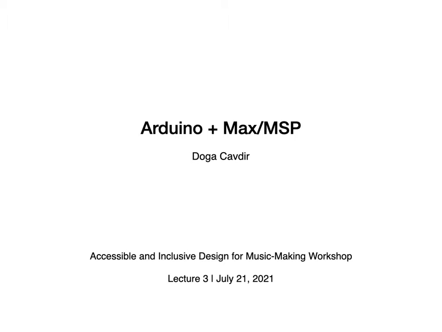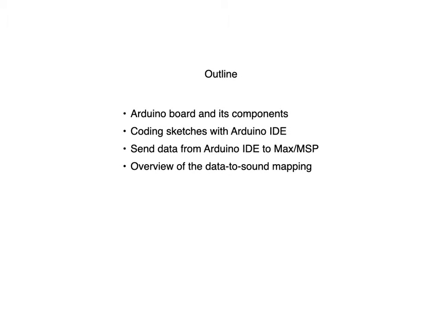In the second pre-workshop video, we covered how to send your sensor data to Arduino server. In this lecture, I will show you how to send this data to the MSP software. I will first talk about the Arduino board and its components. I will walk you through the code on the Arduino IDE side and later show you how to receive this data on the MSP side. Lastly, I will briefly overview different types of data to sound mappings.